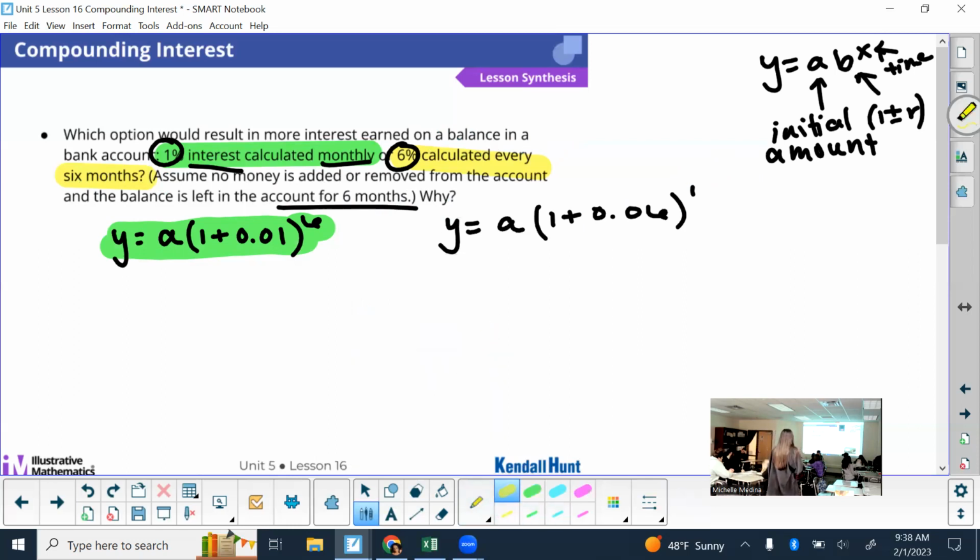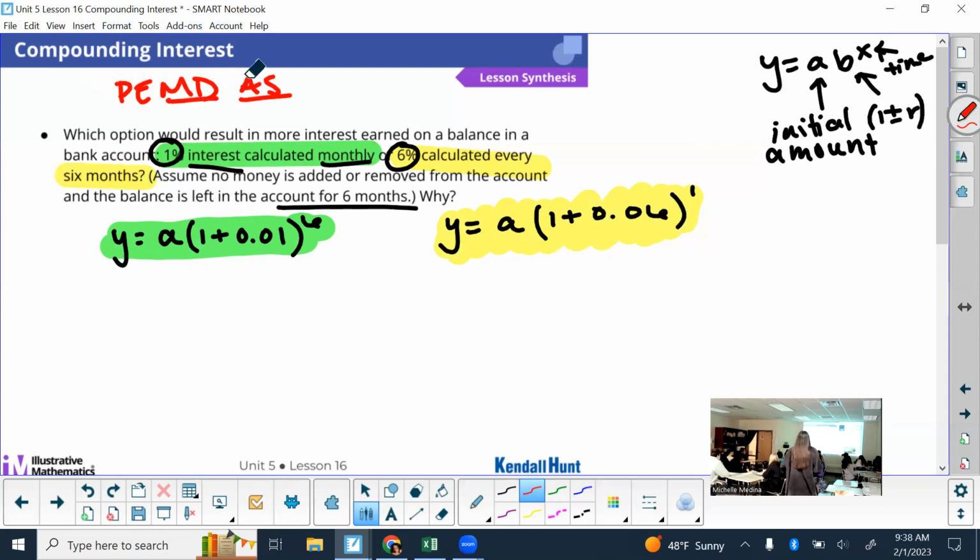Now, like I told you, we could play around with initial amounts and see which one ends up with more, but also think back to order of operations. So parentheses, exponents, multiplying, dividing from left to right, adding, subtracting from left to right. What comes first?